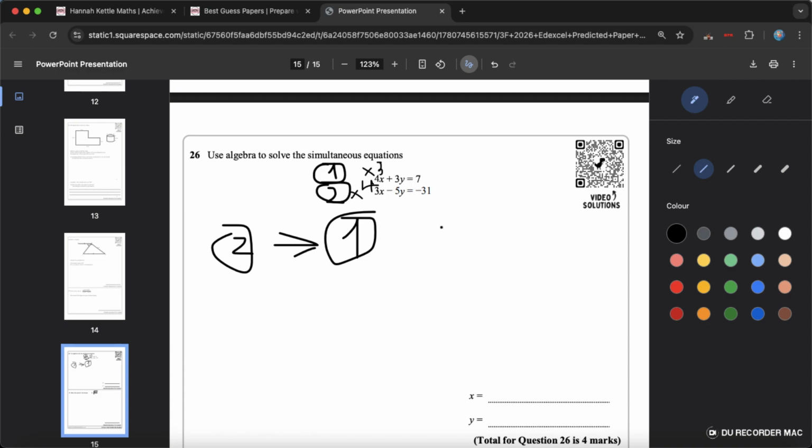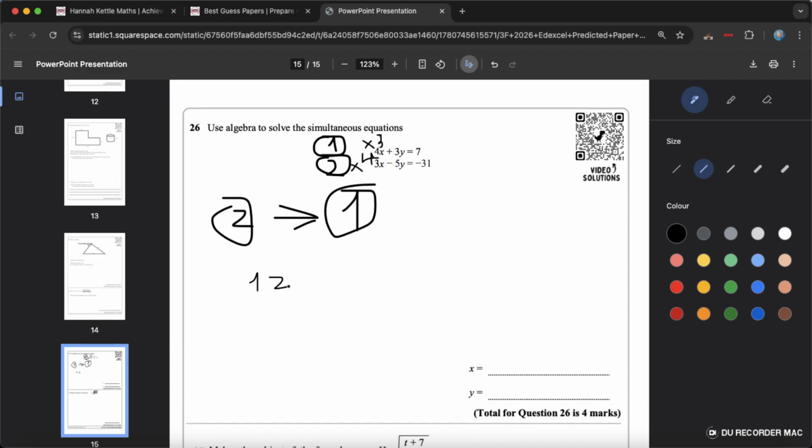By 4. And you should get 12x plus 3 times 3 gives us 9y equals 3 times 7, which gives us 21. And then 4 times 3 still equals 12x plus or minus 20y. And this plus will cancel. It'll give us equals minus 124.